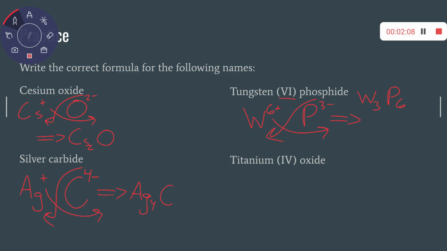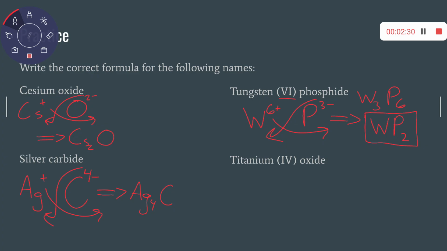W3P6. But remember, with our ionic compounds, we want to write the smallest representative unit, which means, like a fraction, if I can reduce or simplify, I will. And so this should give me WP2 after I divide both subscripts by their greatest common divisor.